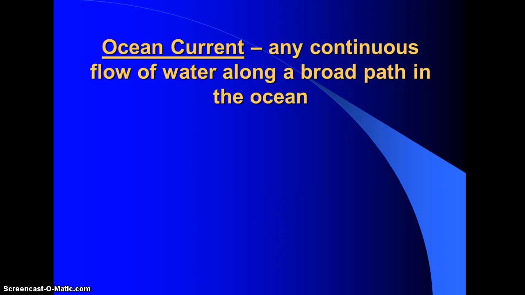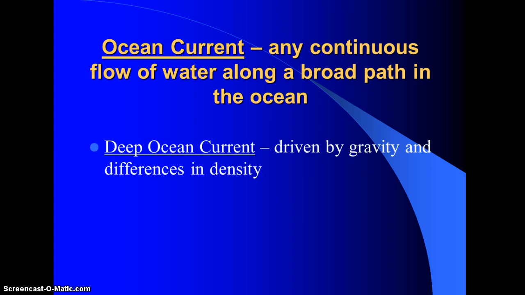Some definitions. Ocean current is any continuous flow of water along a broad path in the ocean. With our lab, we did motion in the ocean. We called it motion in the ocean. And motion in the ocean, that really is a current. An ocean current can be in the category of surface or deep ocean currents. Deep ocean currents are going to be driven by gravity and differences in density. More dense will drop down, less dense will rise up.